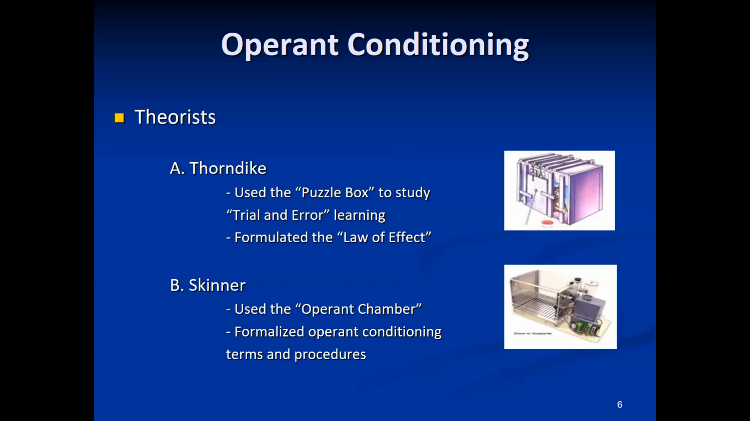Thorndike's work on trial and error learning was expanded on by Burrhus Frederick Skinner. While Thorndike's experiments used puzzle boxes, Skinner's experiments used operant chambers. An operant chamber is a laboratory apparatus consisting of a cage with a food dispenser, an electrified floor, response levers, and lights. Puzzle boxes only allow for one trial at a time.